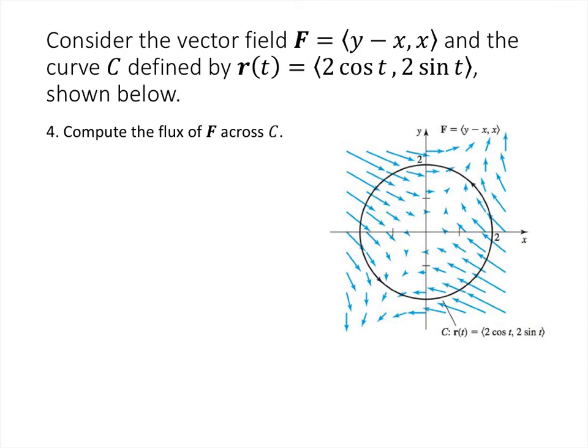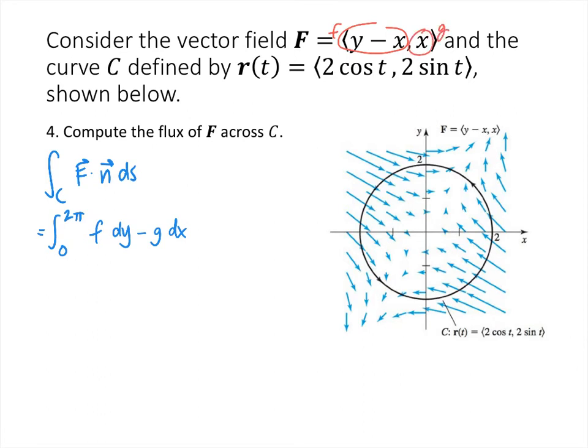All right, now let's find out if our guess was correct. To compute flux, we need to integrate a line integral over C of F dot n ds, where n is a normal vector. But again, as we derived in class, the way that we're actually going to do this is to integrate from a to b, and again we're going to use our same 0 to 2π as we did before, of f dy minus g dx. The f and the g here are the components of my vector field F. So y minus x, that's what I'm calling little f, and x, that's what I'm calling g. And then dy and dx are the derivatives of the components of my parameterization. So this is what I'm calling x, as we've done before, and this is what I'm calling y.